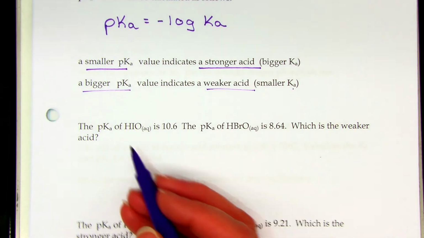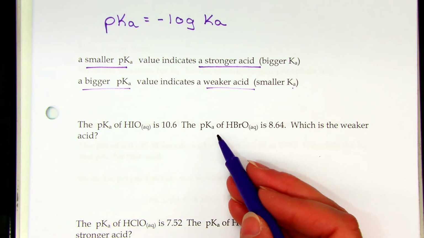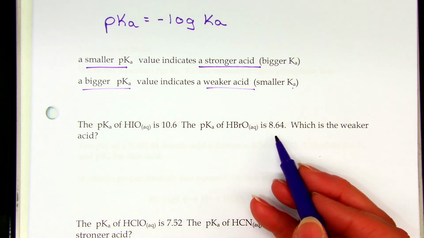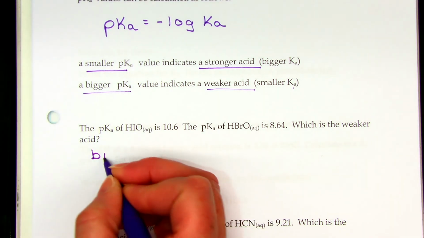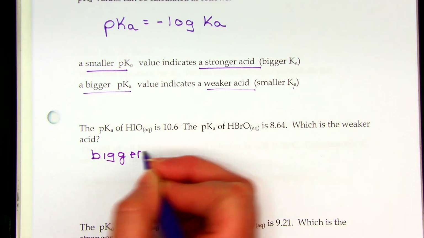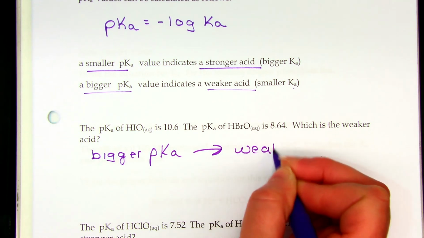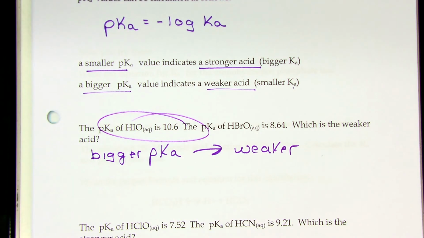test. The pKa of hypoiodous acid is 10.6. The pKa of hypobromous acid is 8.64. Which is the weaker acid? Well, the bigger pKa is the weaker acid, so hypoiodous acid would be weaker than hypobromous acid. And that fits in with the trends we talked about before.